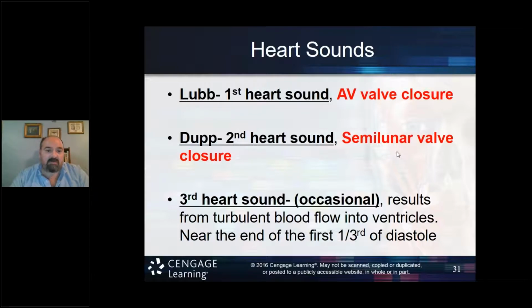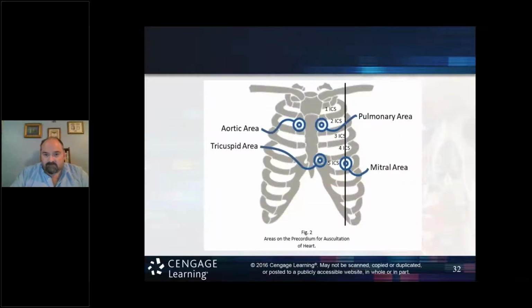So that lub dub is actually a result of the AV valves closing first, and then the semilunar valves, which would be the pulmonic and the aortic, right? And here we can see where you'd be listening with your stethoscope in order to hear what's going on with the different areas: the aortic, tricuspid, pulmonary, and mitral regions.